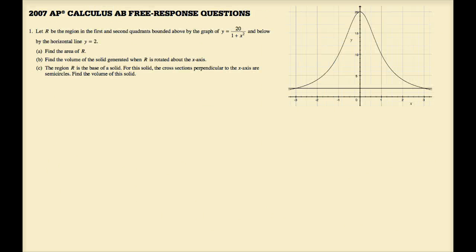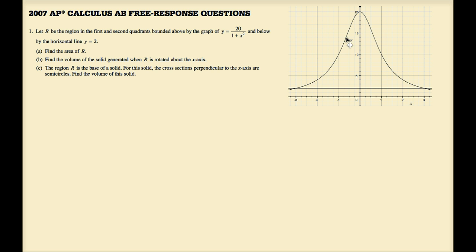Let's do a couple of free response questions from previous AP exams. This question is from the 2007 AP exam. Let R be the region in the first and second quadrants, bounded above by the graph of 20 over 1 plus x squared, and below by the horizontal line y equals 2. Letter A says find the area of R.